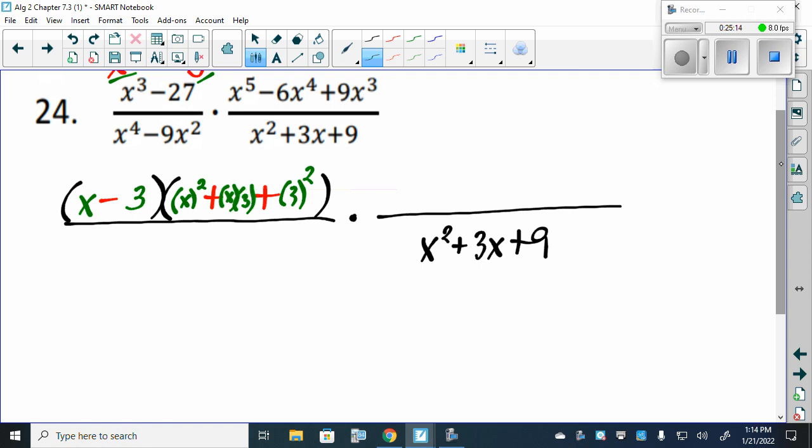All right, so let's factor the other two. So if we look at those other two, just like the ones we had previously, most likely they do have a greatest common factor. So for our x to the fifth minus 6x to the fourth plus 9x cubed, there's a greatest common factor of what? X to the third.